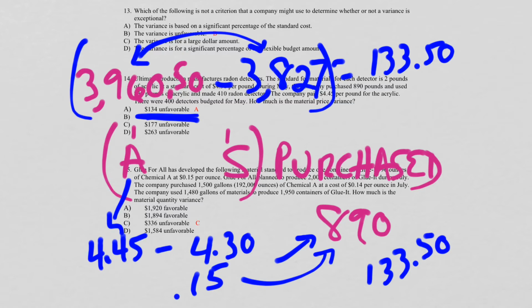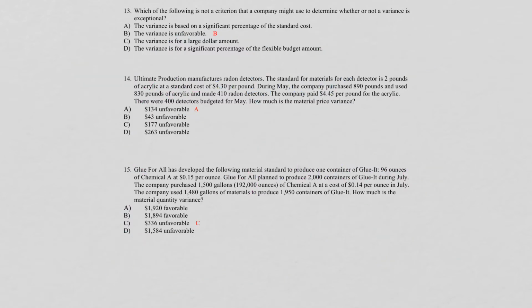Okay, how are we doing on time? Do I have time? I can't even see this board anymore. But let's erase the board and let's try the last one and see how we do. All right. This one's asking for material quantity variance. So now we're interested in how much was actually used for the production.